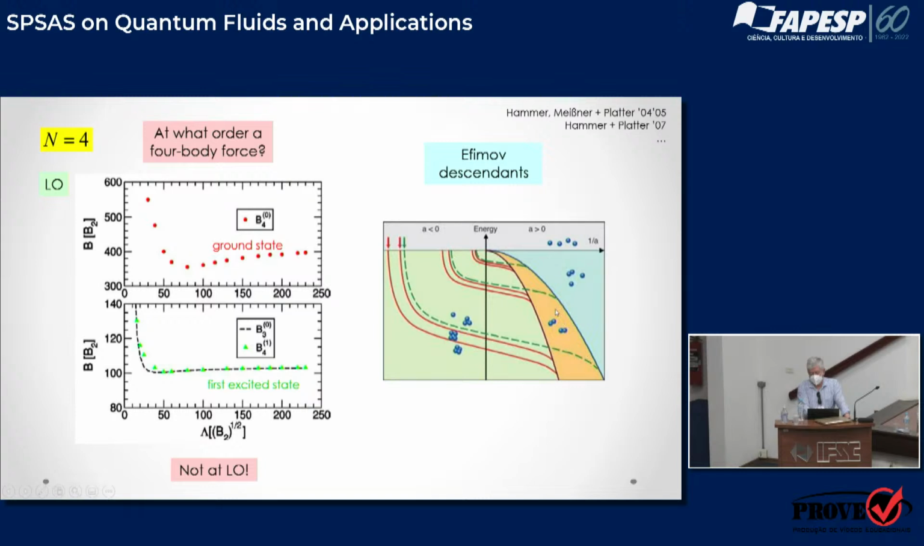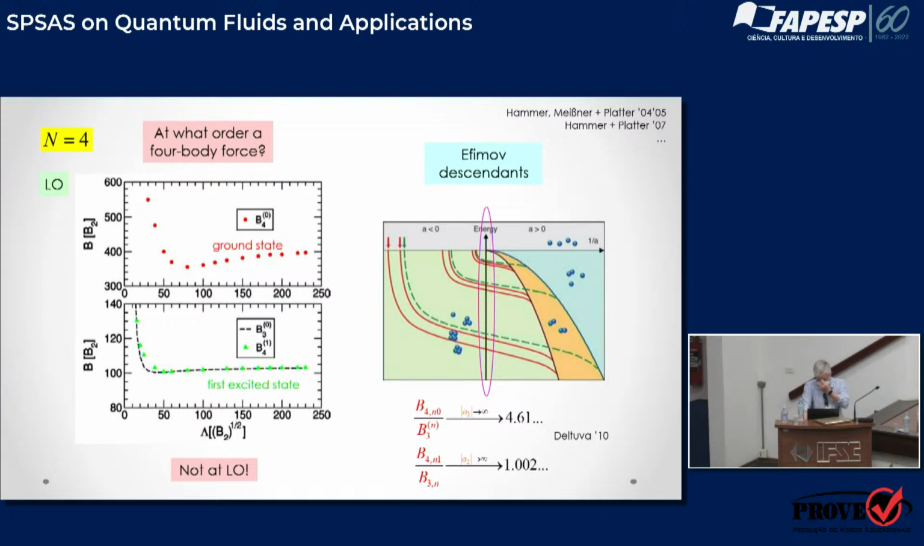This is a function of 1 over a, so the curve is a bit different, but this is a two-body threshold. 1 plus 1 threshold, 1 plus 2 threshold. This is the 1 plus 3 threshold, the 2 plus 2 threshold. And these are a sketch of the Efimov three-body levels. And these are the two four-body states associated with each three-body Efimov level. So there is a doubling in the number of states.